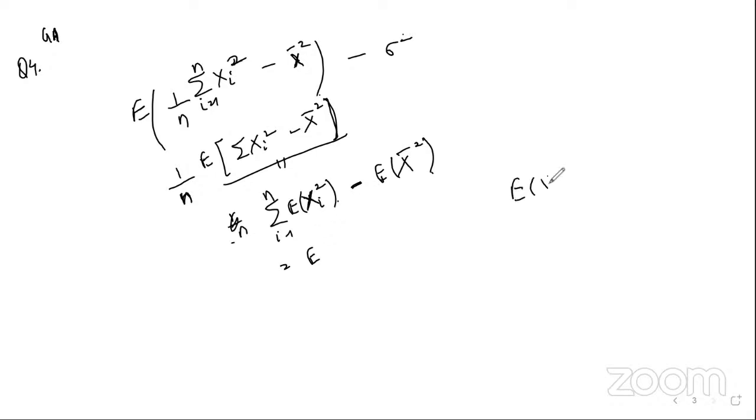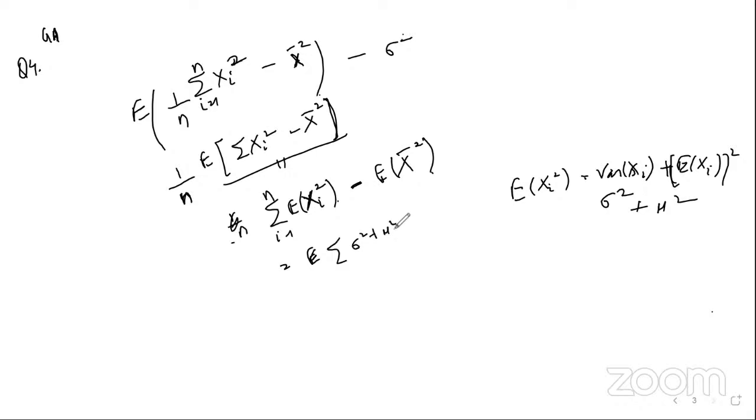You know that expected value of xi square is going to be equal to variance of xi plus expected value of xi whole square. Correct? We know variance of xi is sigma square, and we know this is mu square. So basically this becomes sum over sigma square plus mu square, i varying from 1 to n. So this is n times this, minus expected value of x bar square.